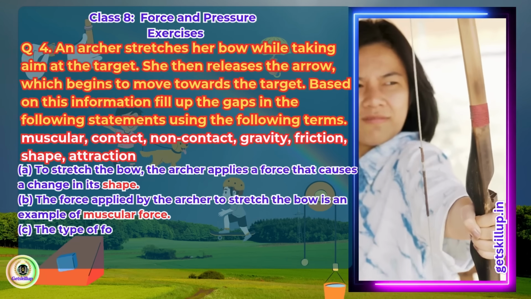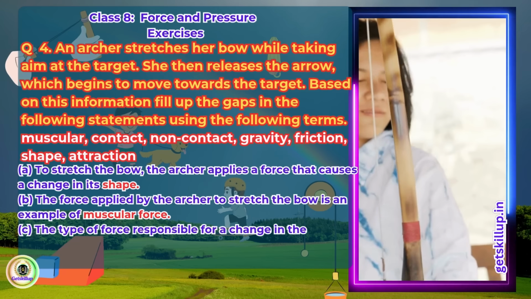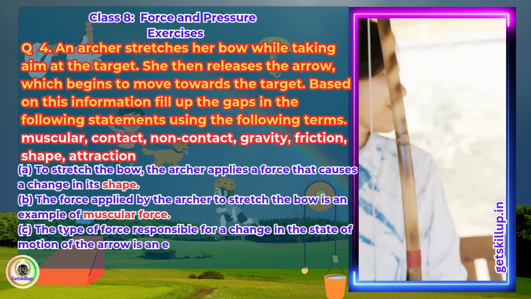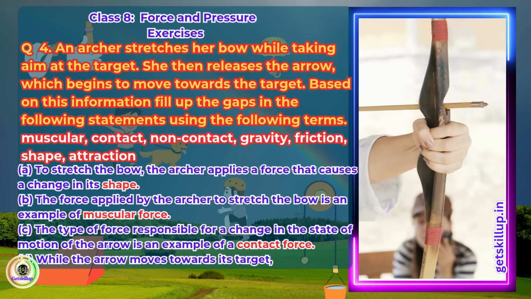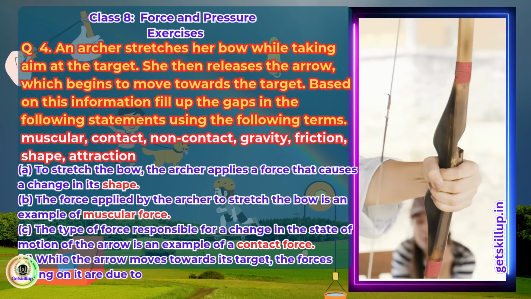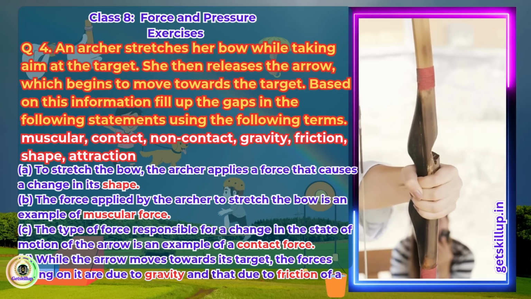The type of force responsible for a change in the state of motion of the arrow is an example of a contact force. While the arrow moves towards its target, the forces acting on it are due to gravity and that due to friction of air.